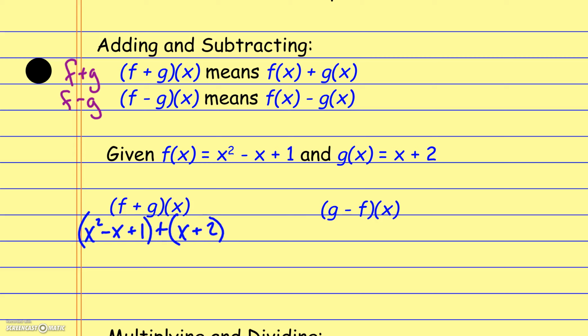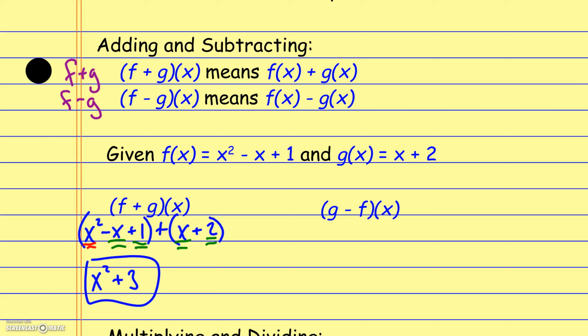So in order to add these two functions together, I just combine like terms. The x squared is all by itself, so it doesn't have a like term. That's an x squared. The negative x and the plus x right here are like terms. They combine to give me a 0. And then the 1 and the 2 combine to give me a 3. And that's it. So when I add the two functions together, I get x squared plus 3.